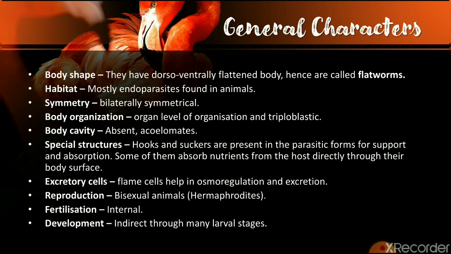They show organ level body organization and they are triploblastic. It means in the embryonic stage, three germ layers are present. These three germ layers are: the outer layer is ectoderm, the middle layer is mesoderm, and the innermost layer is endoderm.